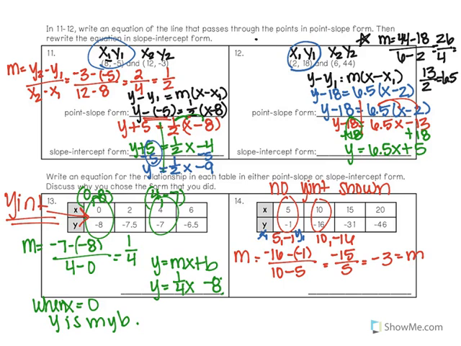So I would do y minus y1, and y1 is a negative 1, equals m, my slope, which is a negative 3, parentheses x minus x1, so minus 5. And so this, I can't leave like that, so it's y plus 1 is equal to negative 3, parentheses x minus 5. So having that y-intercept is what's going to make this a little bit easier, and paying attention to that.